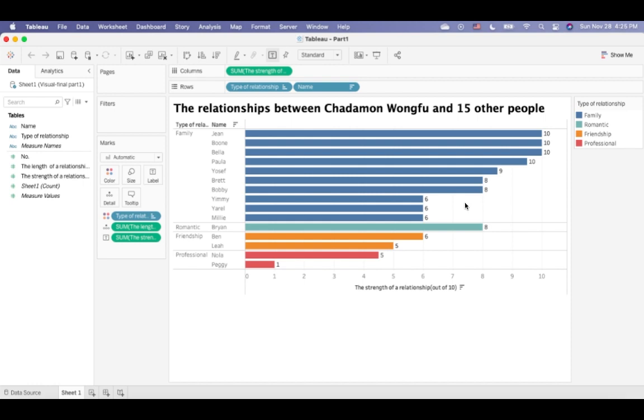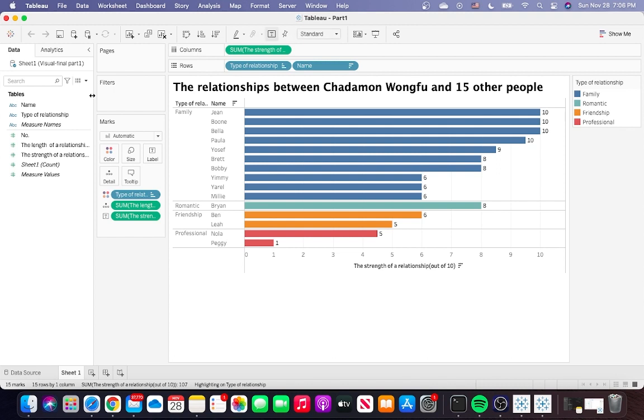Name and type of relationship are classified as nominal dimensions, and the strength of a relationship is classified as the measure. As in the data I created, there are four types of relationships: family relationship with a dark blue color, romantic relationship with a green color, friendship relationship with an orange color, and professional relationship with a red color.